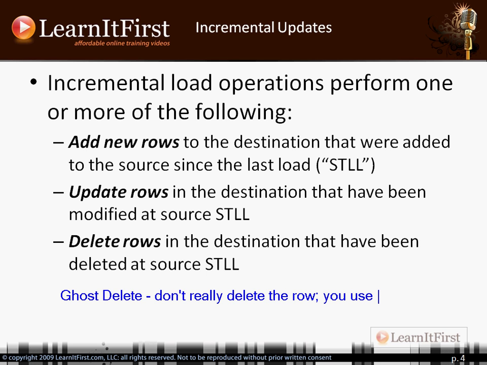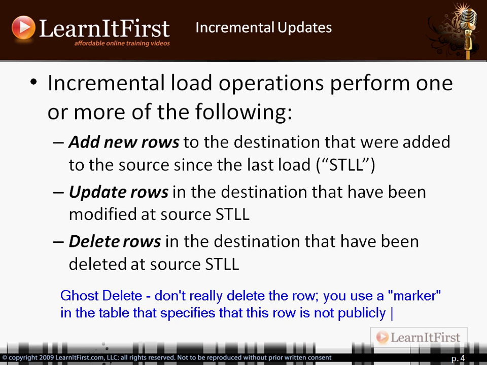You use a marker, and that's my word. I don't know the technical term really, in the table that specifies that this row is not publicly visible. We could do a whole section on dealing with ghost deletes here, but the idea is that many organizations are not allowed to actually delete rows. And so they put a column in a table like is active.